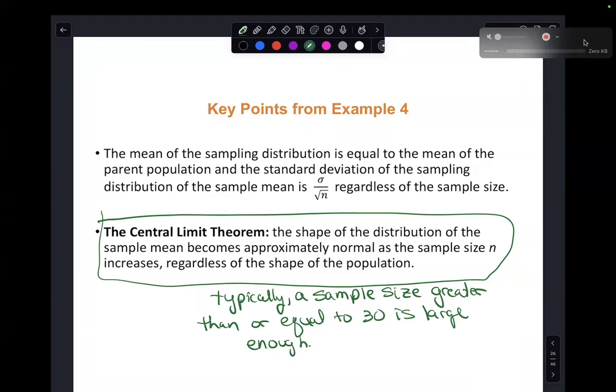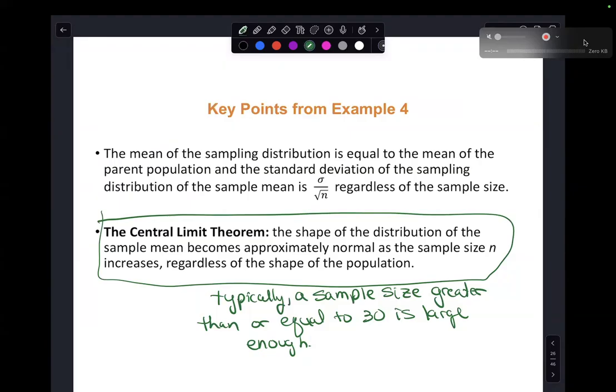If our sample size is greater than or equal to 30, we don't even have to check if it's normally distributed. We don't have to check if it's a nice, beautiful, normal curve or anything. So if we have a sample size large enough, greater than or equal to 30, the central limit theorem tells us that it is now normal. So we just go with that.